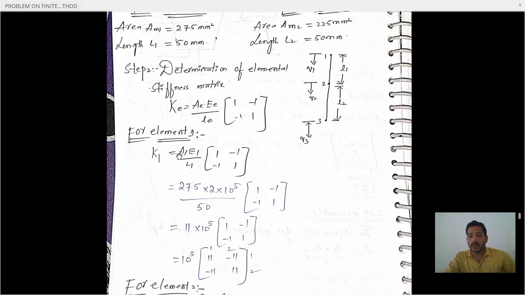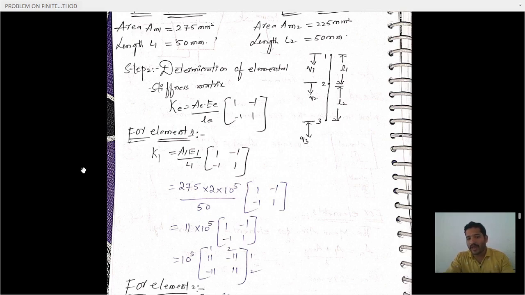K1 is equal to A1 E1 by L1 times [1 -1; -1 1]. A1 is 275. What does A1 indicate? This means the area of the first element, AM1, 275, multiplied by the modulus of elasticity or Young's modulus, which is 2 into 10 power 5, divided by the length of the first element, which is 50, times [1 -1; -1 1].